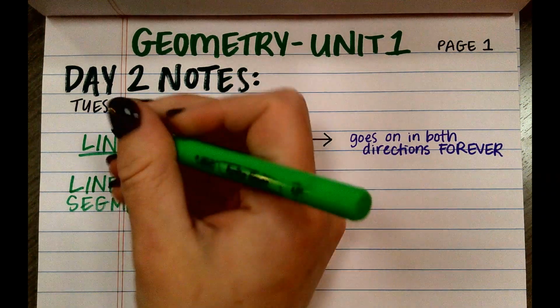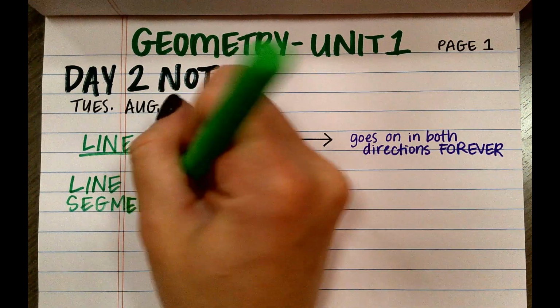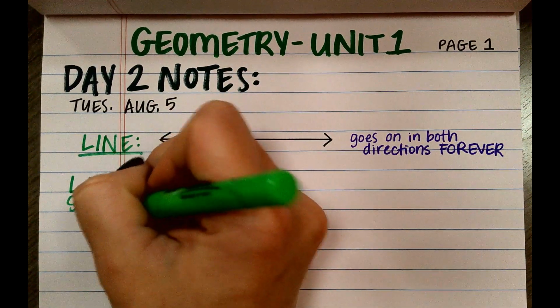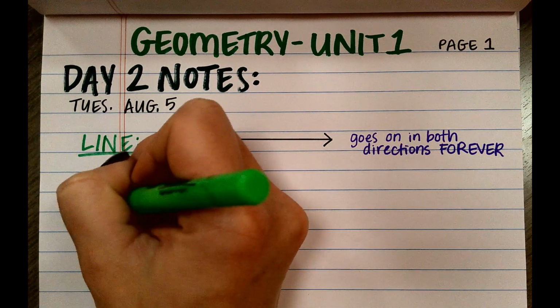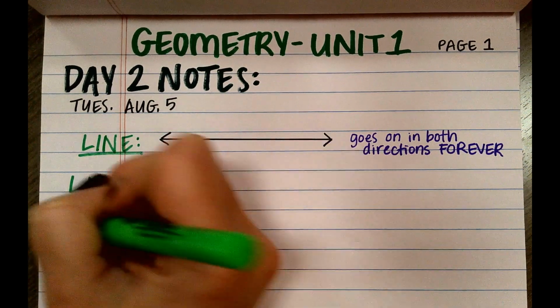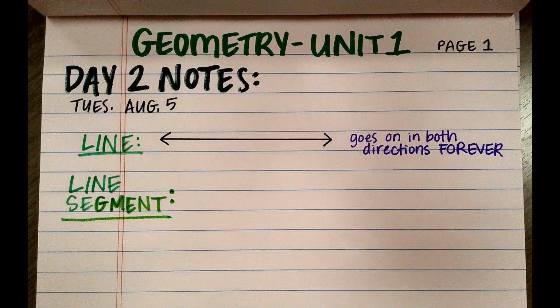All right, so let's finish that. Line, S-E-G-M-E-N-T. Yeah, that's actually perfect. Line segment. So in simple terms, a line segment is a piece of a line. It's a chunk of a line that we took off. So we're going to draw a line segment now.